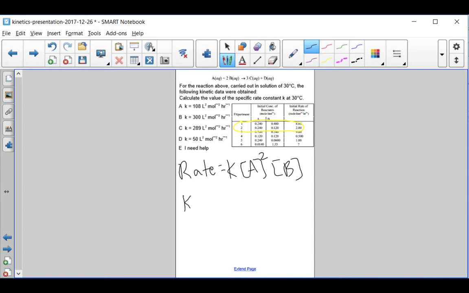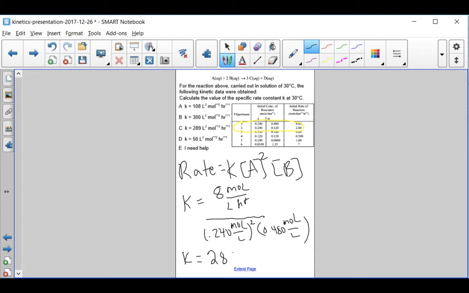And then I just have to pick data from any experiment. I'll choose experiment 1 since it's the first one there, to find the value of K. So the rate is 8. Now my units here, moles per liter per hour, divided by the concentration of A, which is 0.240 moles per liter squared, times the concentration of B, 0.480 moles per liter. Okay, in a calculator here, I got 289.